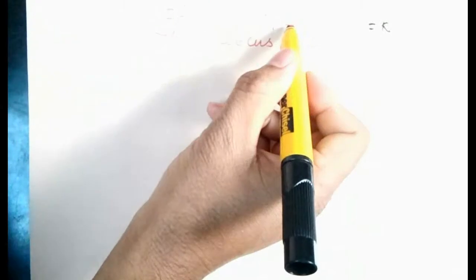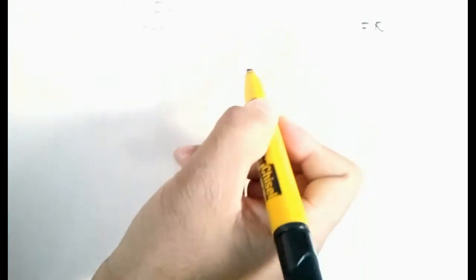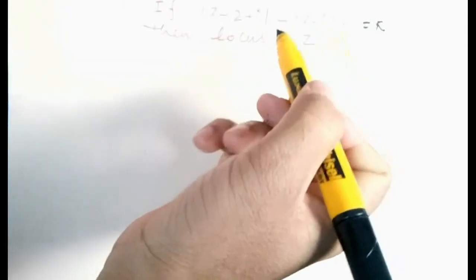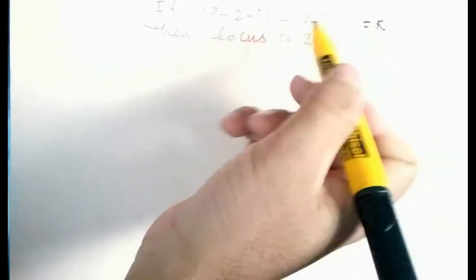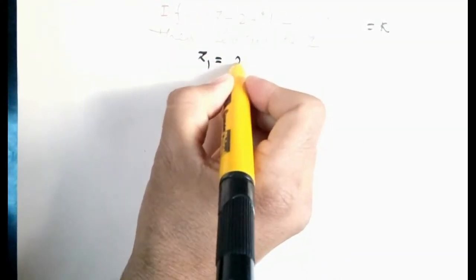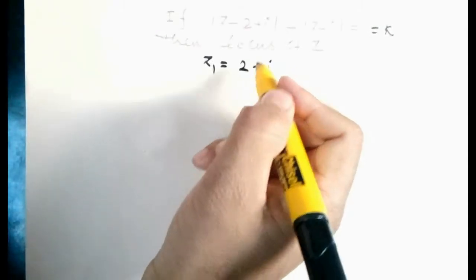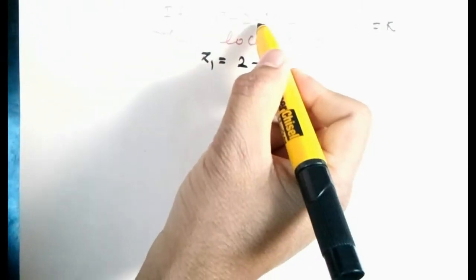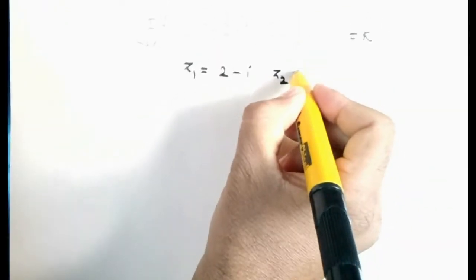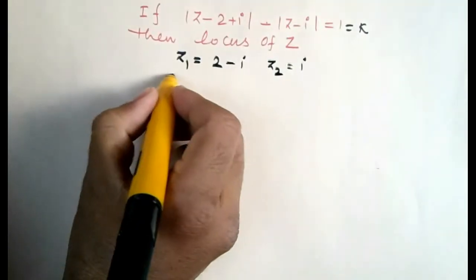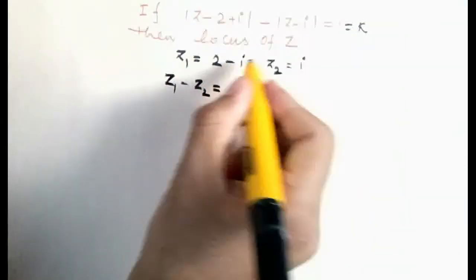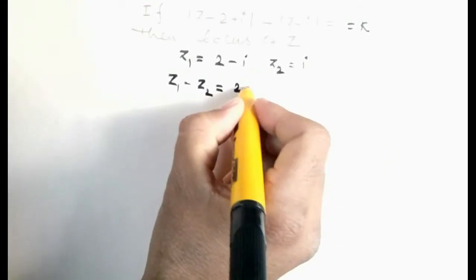But here a difference is given. So whenever a difference is given, the possible locus is an empty set, or a hyperbola, or a ray. So what is that? We have to decide now. Z1 is equal to, after minus we have to write 2 minus I, or you can say reversing the symbols, plus 2 minus I. And here we have minus sign, so plus I. Therefore Z2 is equal to I. Then we can calculate Z1 minus Z2, that is 2 minus I minus I, that is 2 minus 2I.